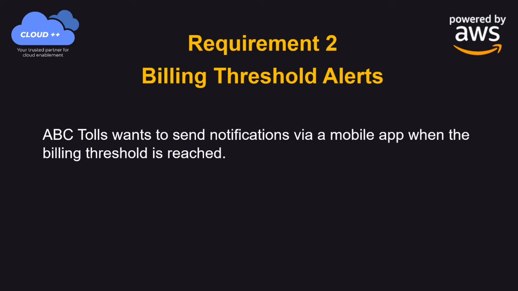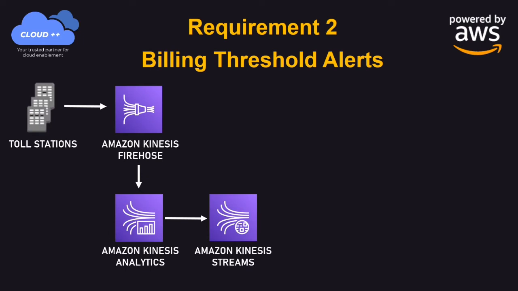Requirement 2. Billing threshold alerts. ABC Tolls wants to send notifications via a mobile app when the billing threshold is reached. The proposed architectural solution consists of the application allowing customers to set their threshold, and a DynamoDB table that stores this value for each customer. The table is also used to store the cumulative amount spent by each customer, each month.